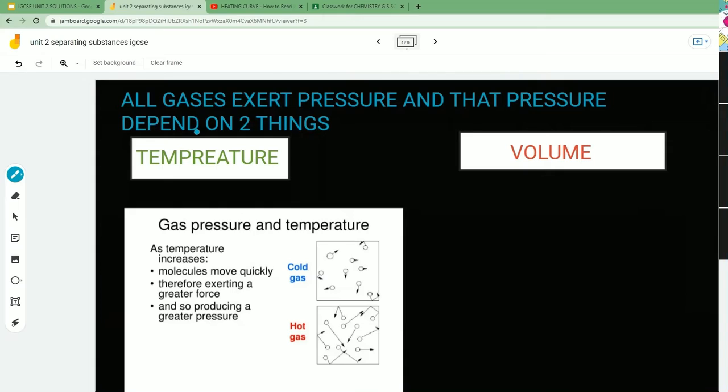And that pressure depends on how many things? Temperature and volume. Excellent, two things, temperature and volume. What does it mean, temperature here?